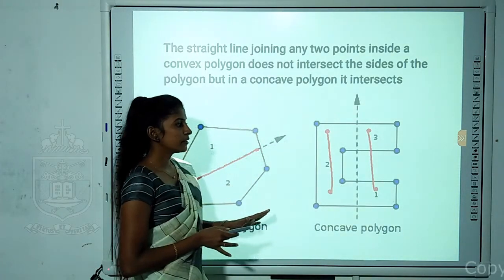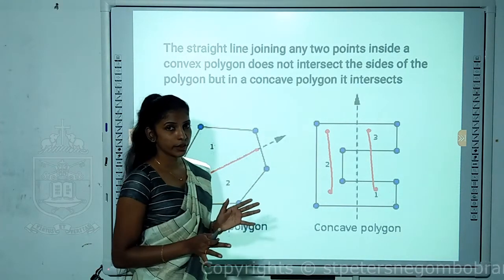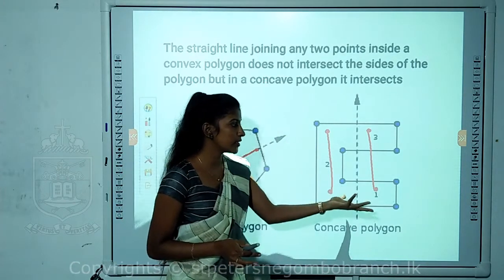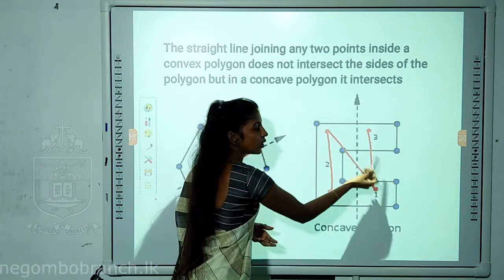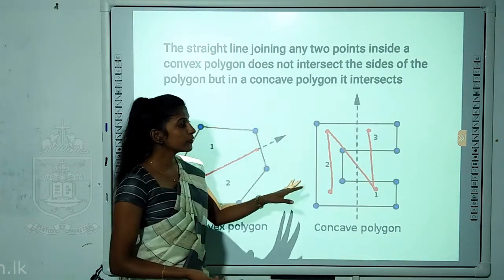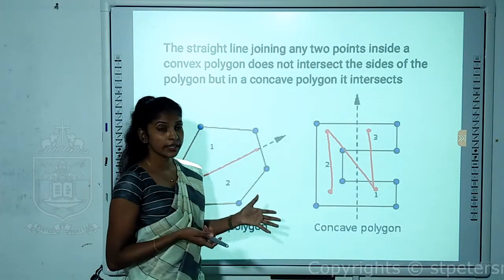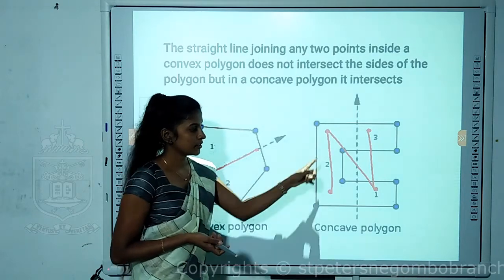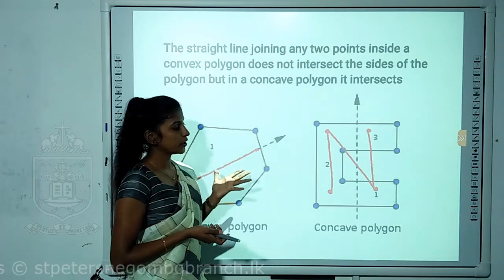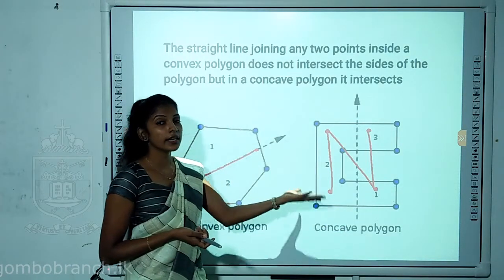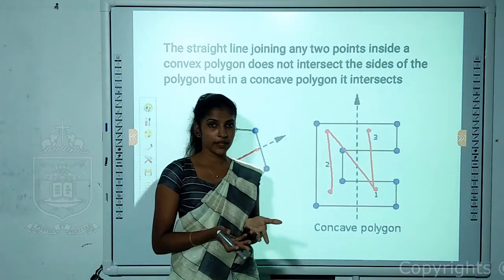So if you have figures like this, that means if you consider any 2 points, like this point and this point, again you can see the straight line is outside the polygon. So if any 2 points inside a polygon form a straight line that intersects the sides, we can't consider it a convex polygon. Therefore, it will become a concave polygon. So that is another way of identifying convex and concave polygons.